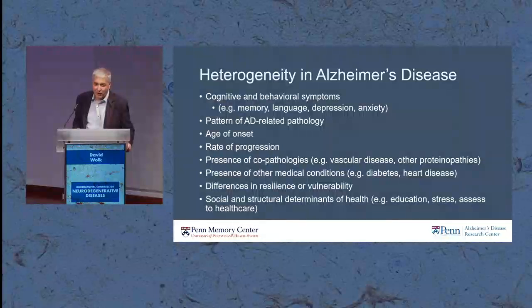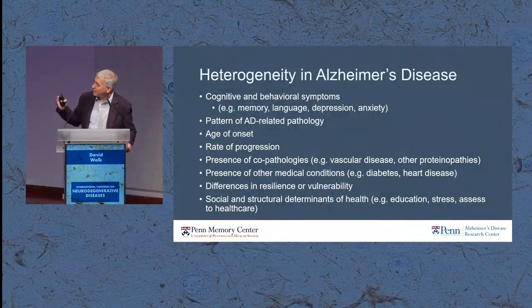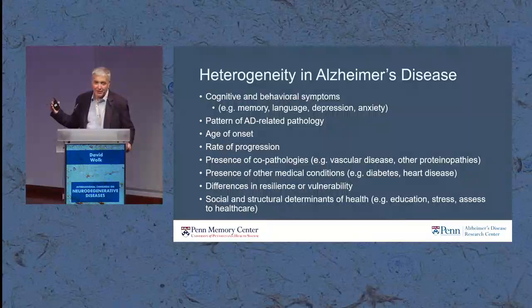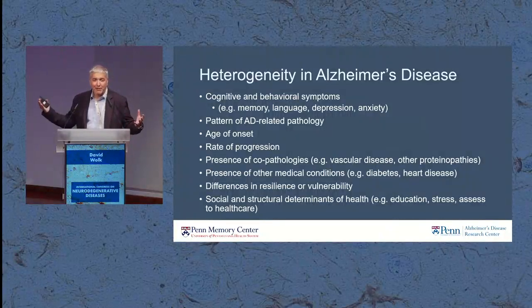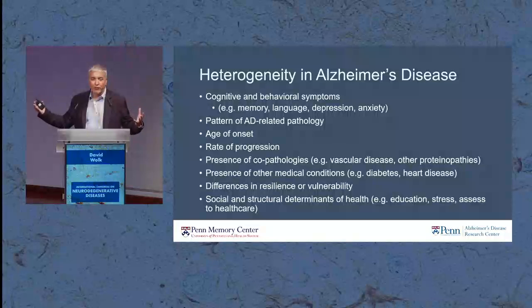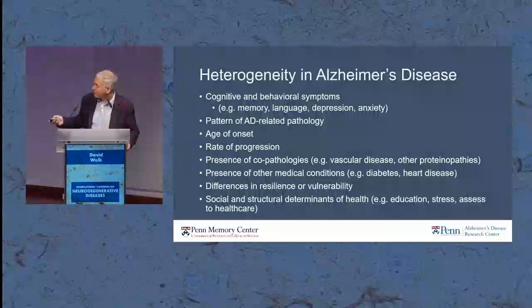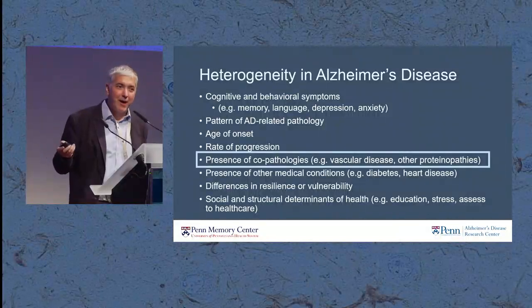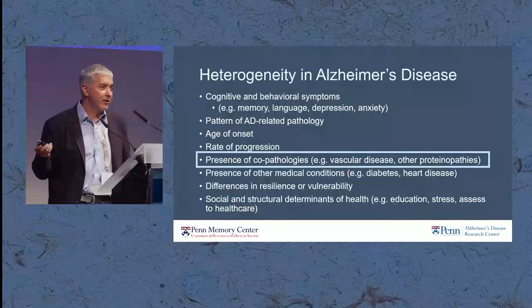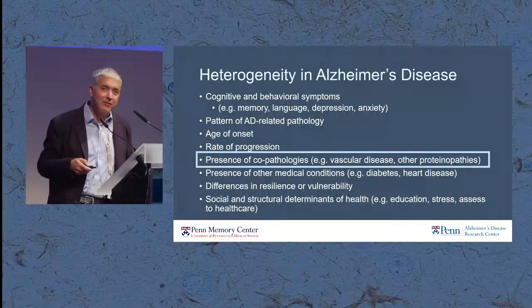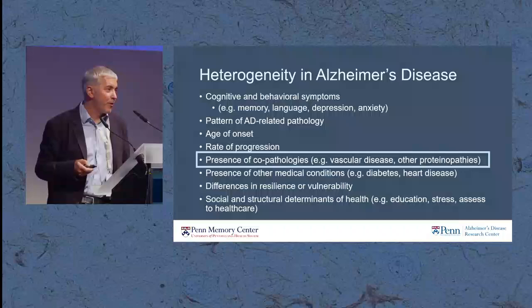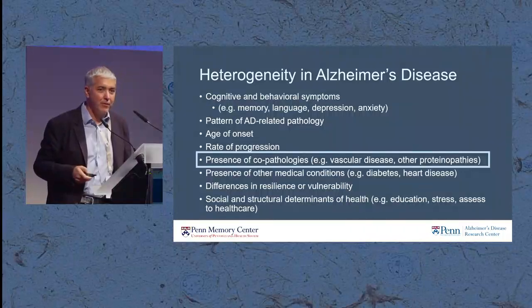And so Alzheimer's disease is an incredibly heterogeneous condition. And I think we've talked about some of these things already. It's heterogeneous in its pattern of cognition, its speed, its age of onset. It's heterogeneous in the background, the reserve and resilience that someone has when they get Alzheimer's disease. But as has been talked about today, one of the big modulators of heterogeneity of Alzheimer's disease is the presence of co-pathologies like vascular disease and other proteinopathies.